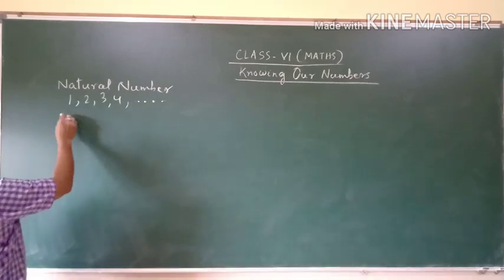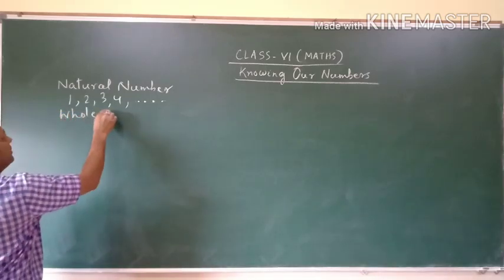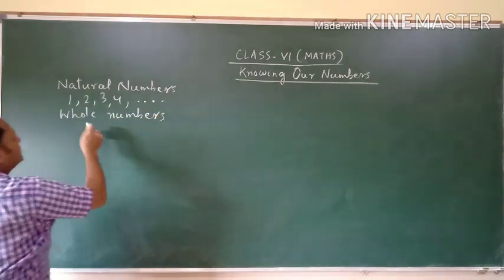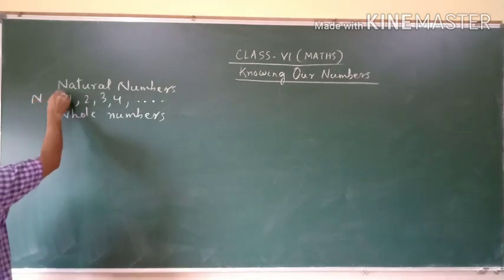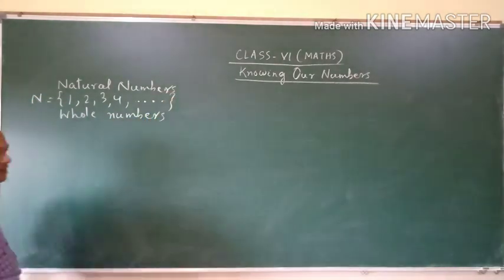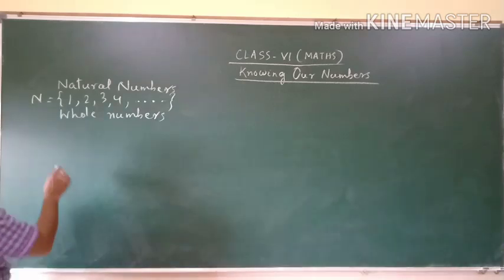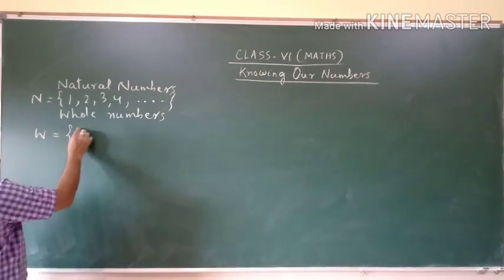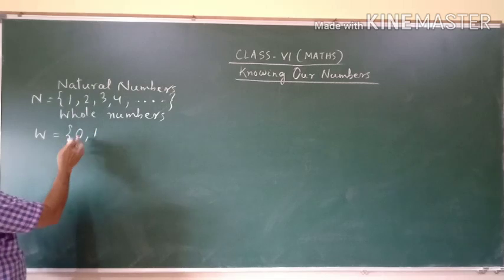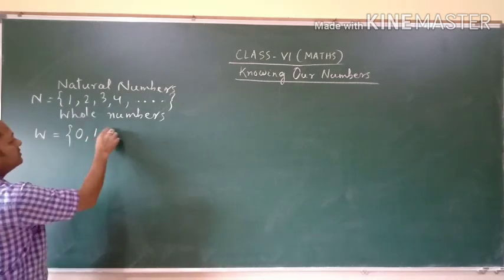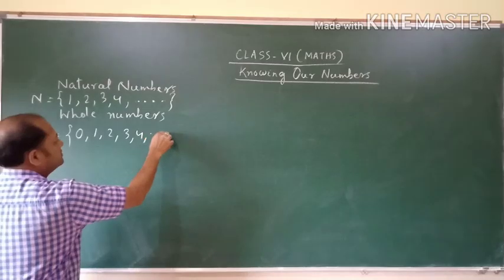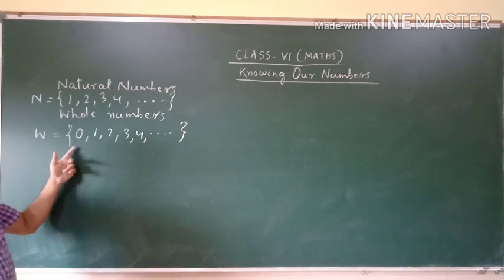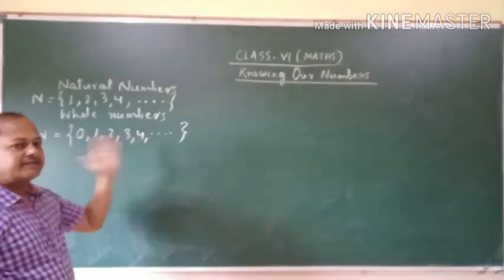And if you add 0 here, it becomes a whole number. So what are whole numbers? The set of natural numbers is called N, and the set of whole numbers is denoted by W. Whole numbers start from 0, then 1. So adding 0 to the natural numbers makes a whole number: 0, 1, 2, 3, 4 onwards. What is the smallest number here? 0 is the smallest whole number, and the largest number is not there because it is an infinite set.